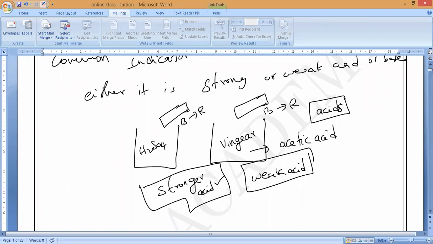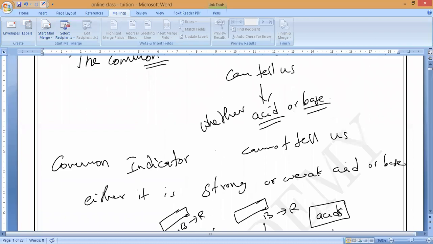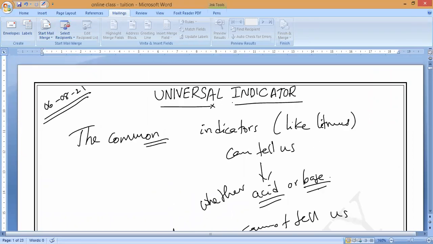So, to find the strength of an acid solution or a base solution, we use a special type of indicator. That special type of indicator is called what? Anybody? What is that indicator called? Universal indicator. Universal indicator. In the MCQ, they may ask you like this: what is the use of universal indicator?